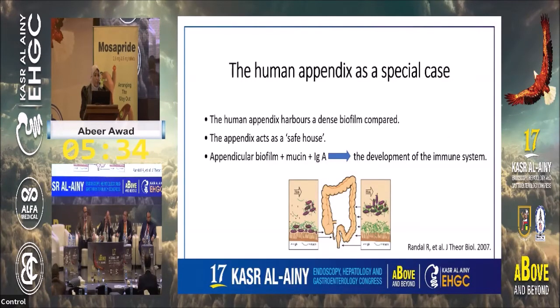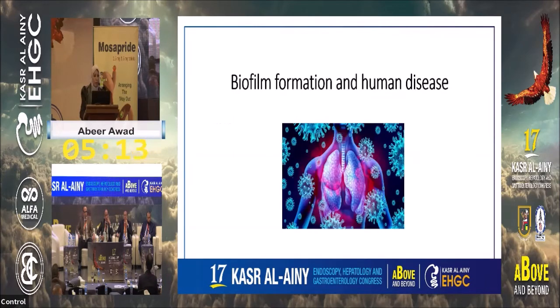The human appendix is a special case, as it harbors dense biofilm compared to other parts of our intestine. Due to its location and the narrow size of the appendix, it can serve as a safe house for microorganisms. The appendicular biofilm plus the mucin and IgA formation may help in development of the immune system.